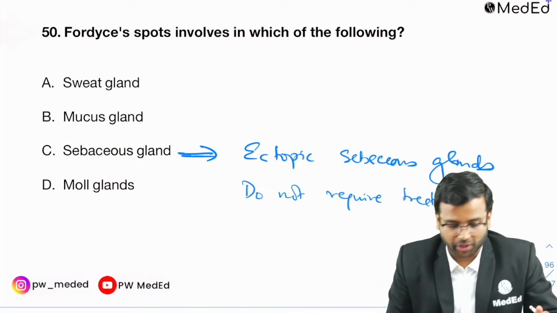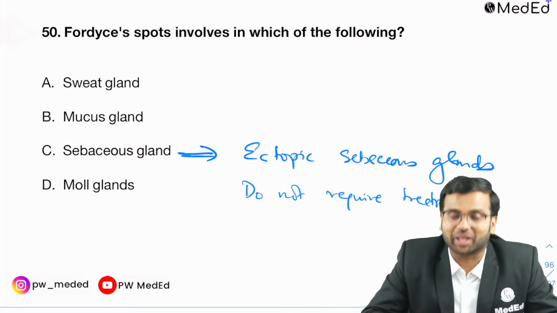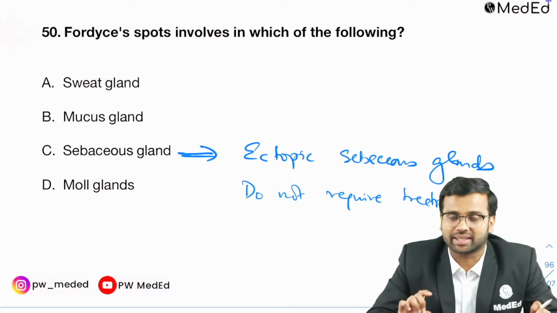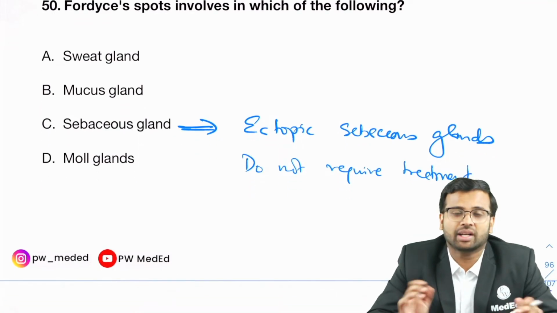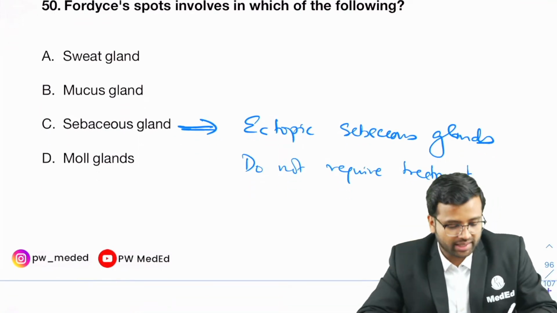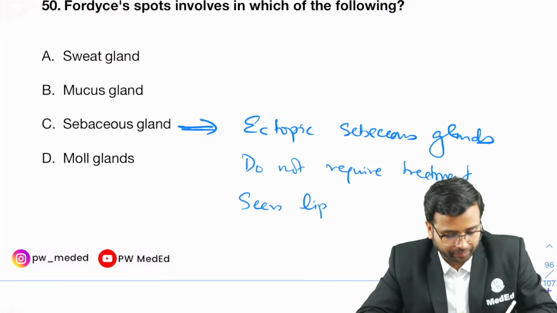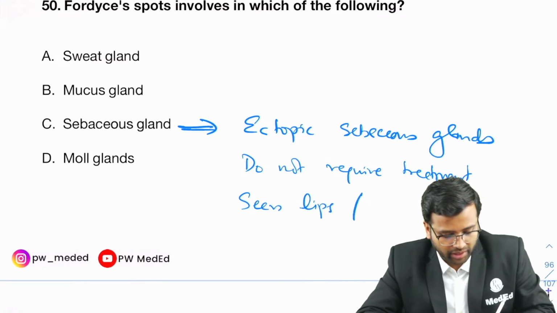So okay, multiple answers in the chat box. Okay, so these are ectopic sebaceous glands, and they do not require any treatment. So what are these spots? It is usually seen over the lips or over the shaft of penis.